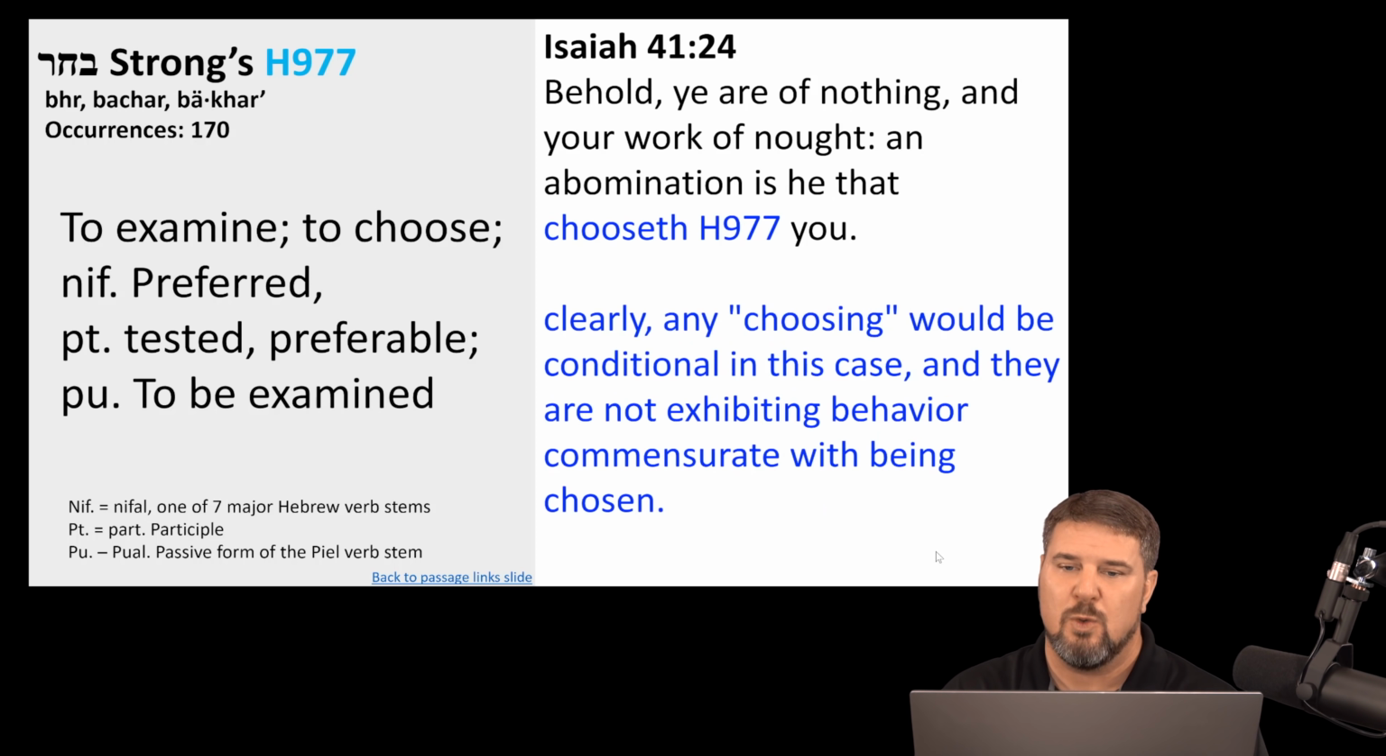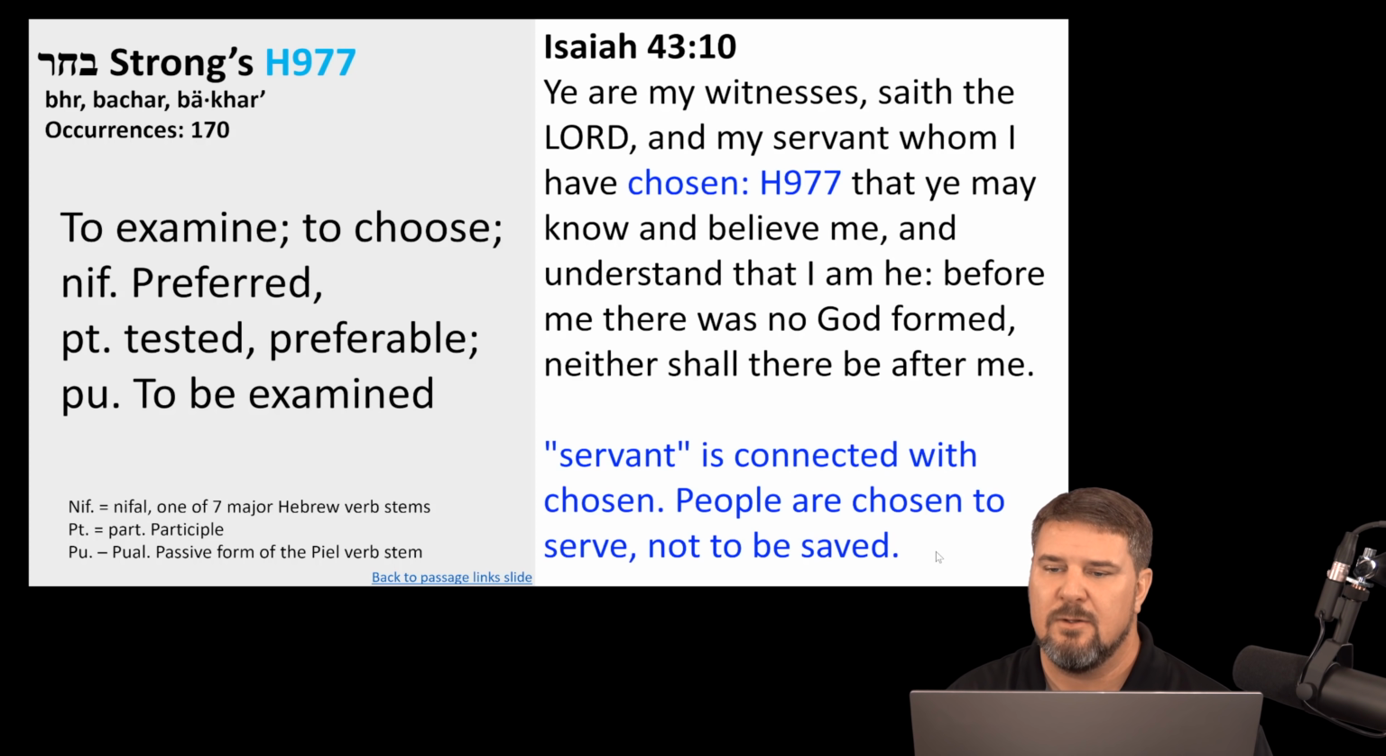Isaiah 41:24, behold, ye are of nothing, and your work of naught, an abomination is he that chooseth you. Clearly, any choosing would be conditional in this case, and they are not exhibiting behavior commensurate with being chosen. Isaiah 43:10, ye are my witnesses, saith the Lord, and my servant whom I have chosen, that ye may know and believe and understand that I am he. Before me there was no God formed, neither shall there be any after me. So servant is connected with chosen, and people are chosen to serve, not to be saved.